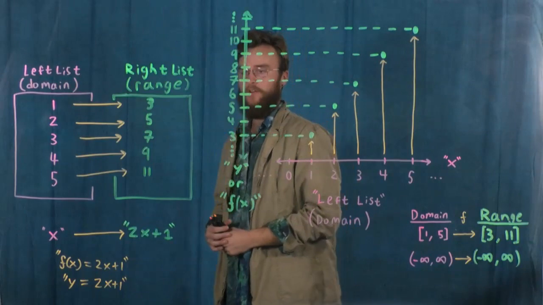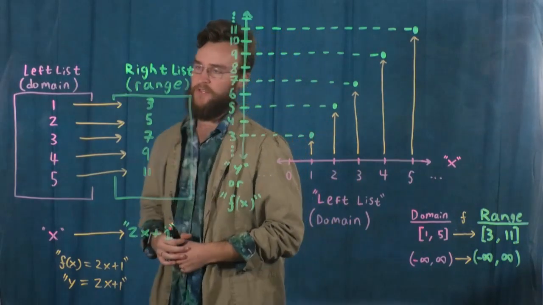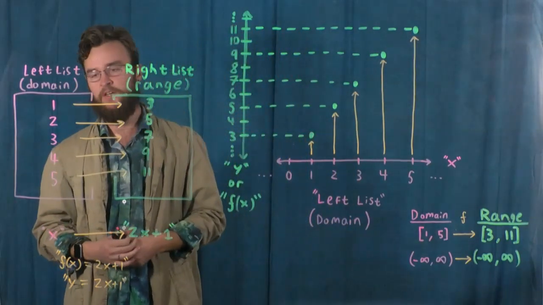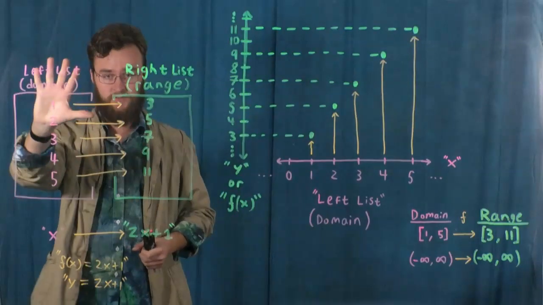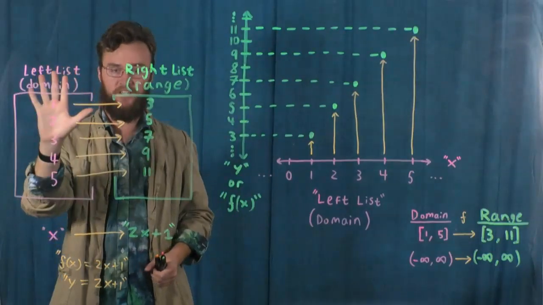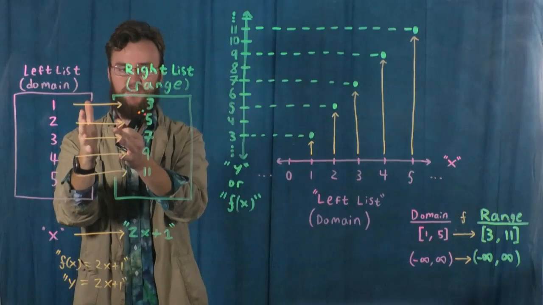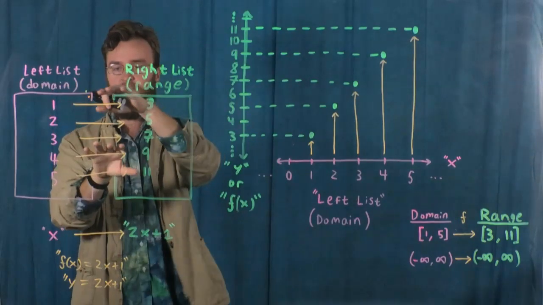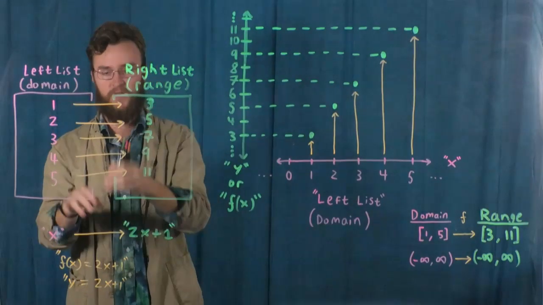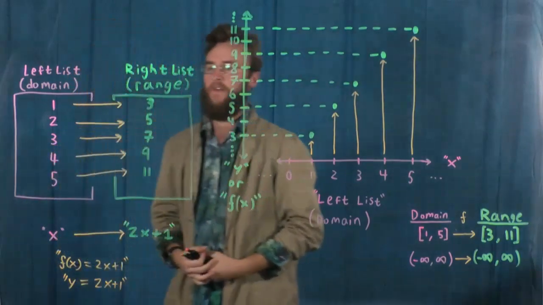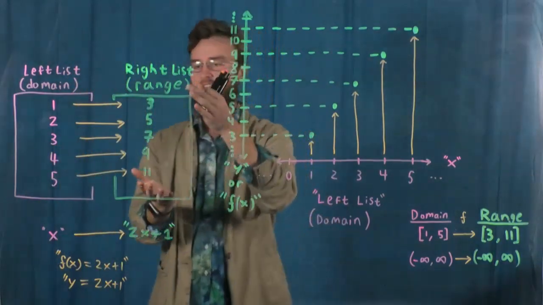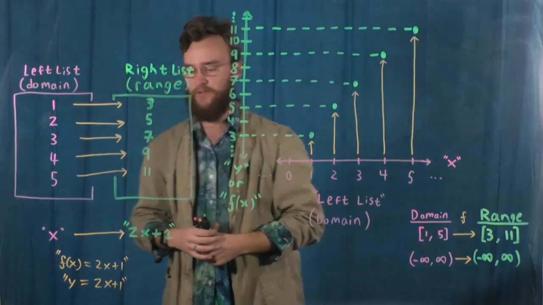An easy way to think of this is almost as if you're cooking. The left list, the one you start with, that's called the domain, that's like your ingredients. The function or transformation in between the two lists, that's like your cooking technique. So that's like baking, boiling, chopping, frying. And then the right list is the food that you actually produce by your cooking.